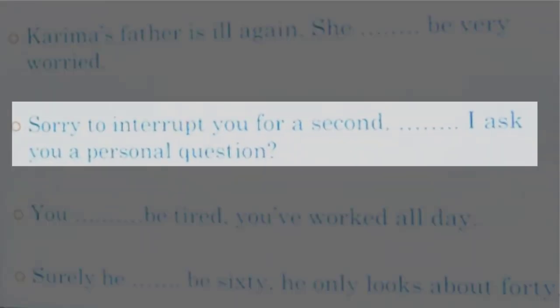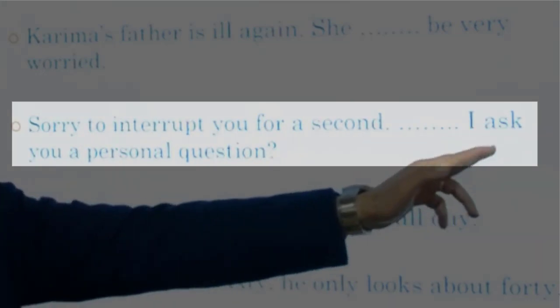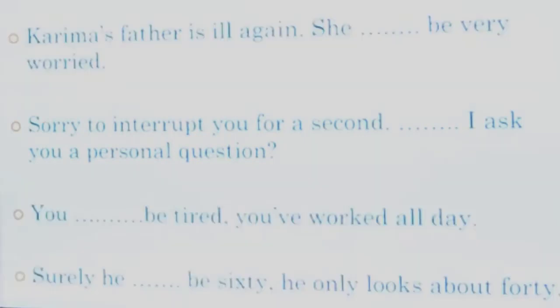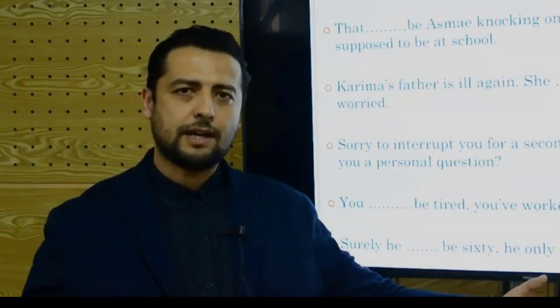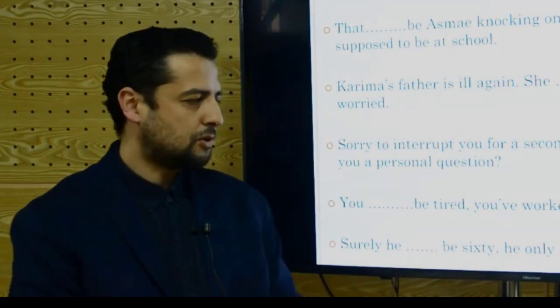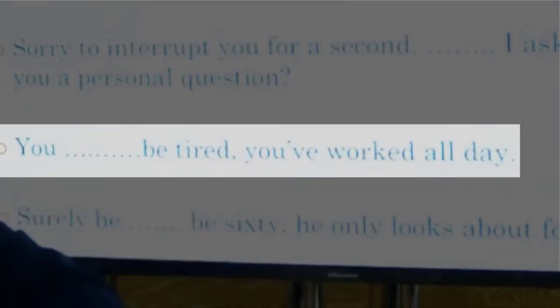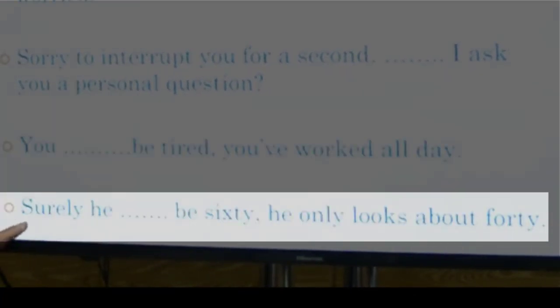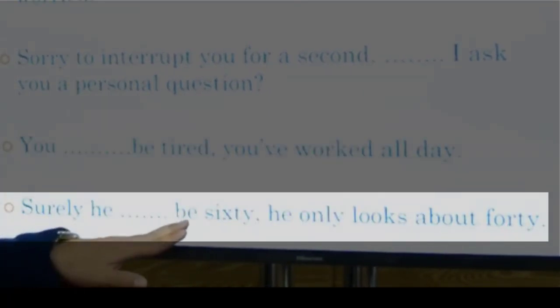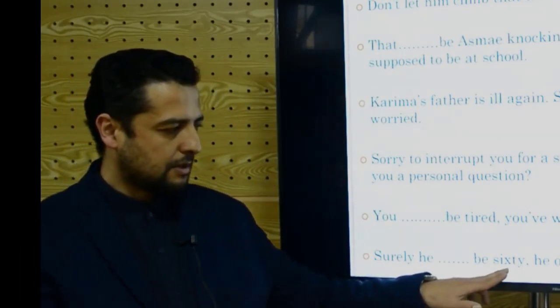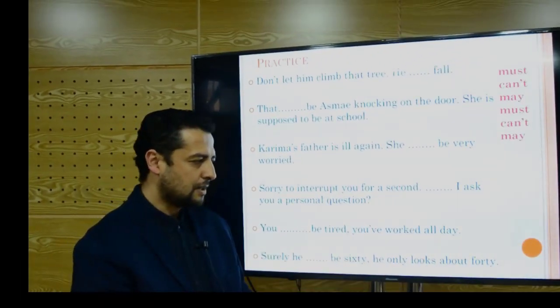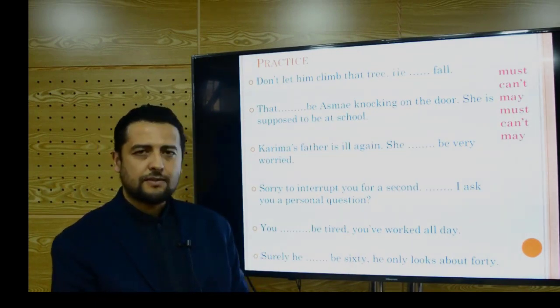Number 4, sorry to interrupt you for a second. I ask you a personal question. Next one, you be tired. What do you mean tired? Which means, for example, when you play sport or practice sports for a long time, by the end of it, you get so tired and you've worked all day. The last one, surely he be 60, he only looks about 40. So as you can see here, surely 60 and only looks 40. Right. So I give you time to answer these questions.